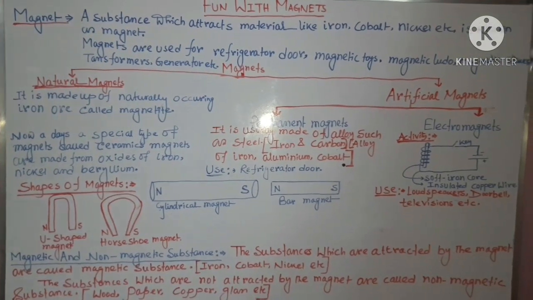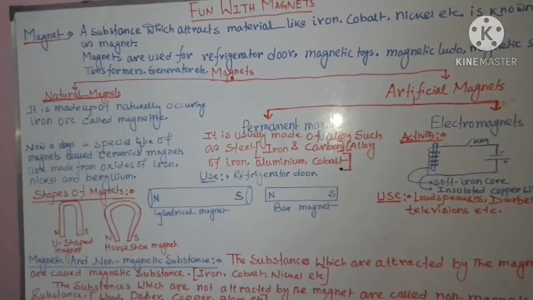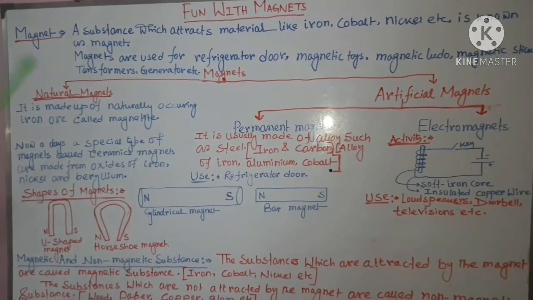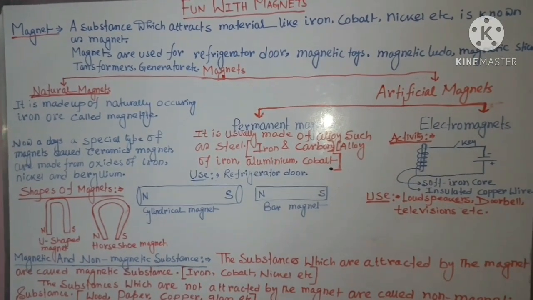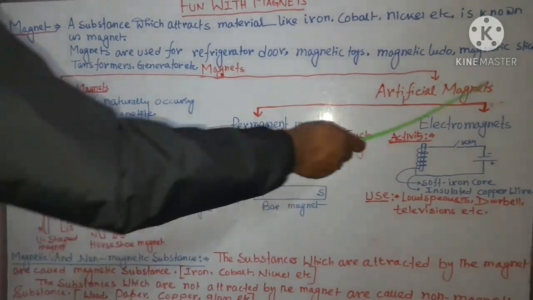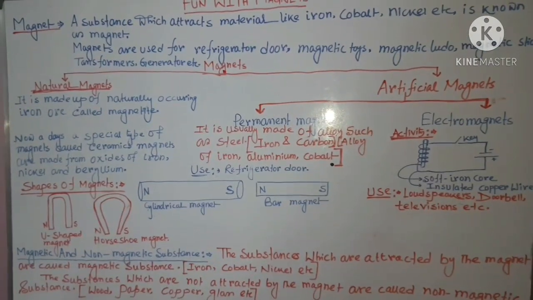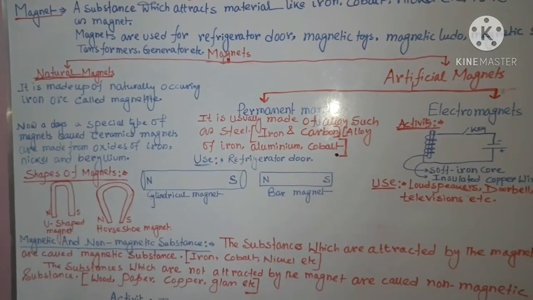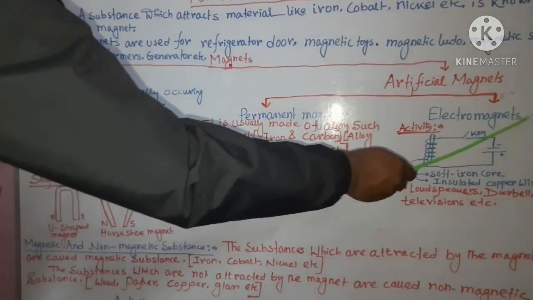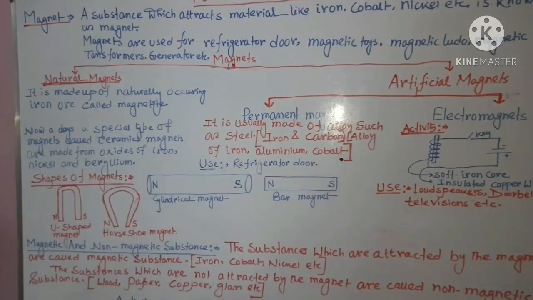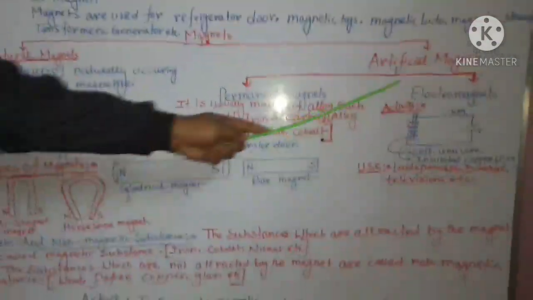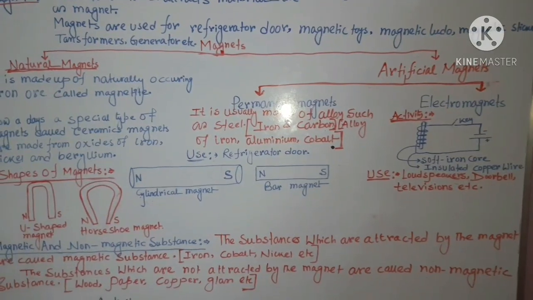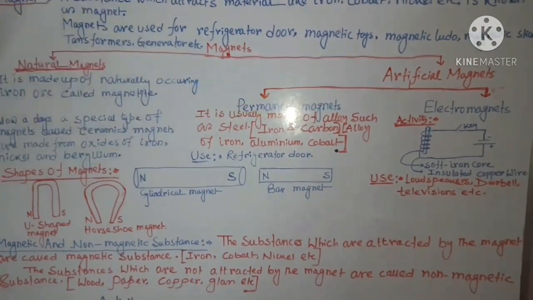Now, artificial magnet. Artificial magnet means the man-made magnet. For our different uses, we can prepare the magnet in the laboratories, which are known as artificial magnets. Artificial magnets are classified into two categories. Number one, permanent magnet. Number two, electromagnet, which is one of the temporary magnets. Now see about permanent magnet.